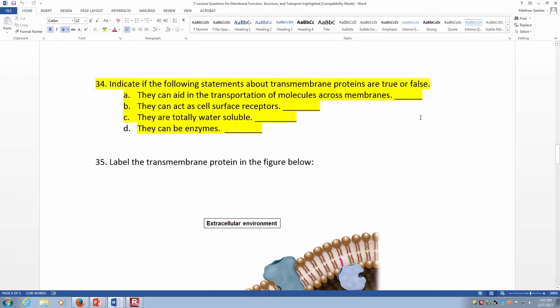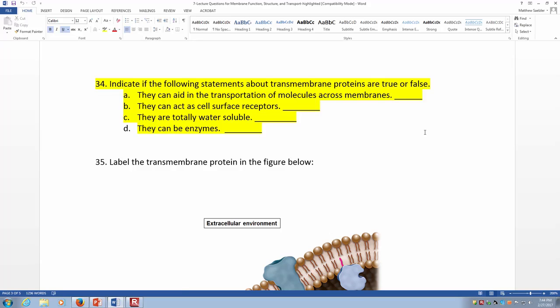Okay, so number 34, indicate if the following statements about transmembrane proteins are true or false. So A, they can aid in the transportation of molecules across membranes. True. Can you give me two specific examples? So we talked about two types of transport proteins. Right, carriers and channels. So those are the two transmembrane proteins that specifically do that job.